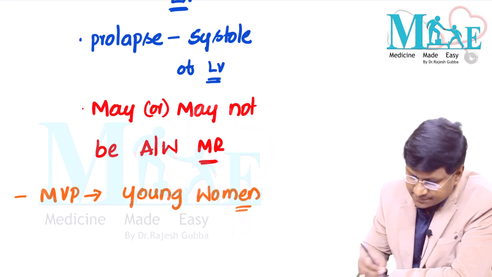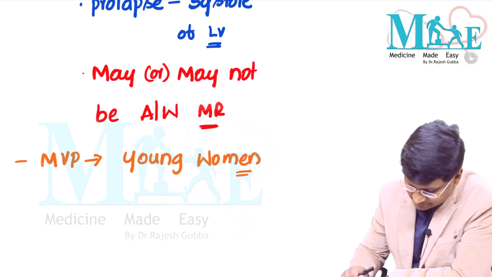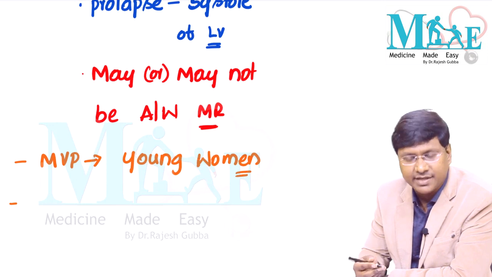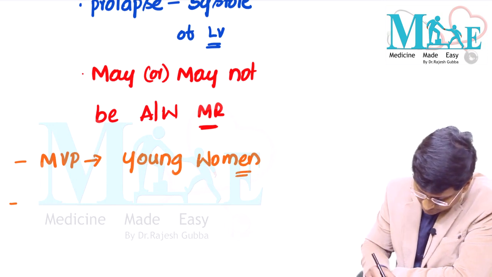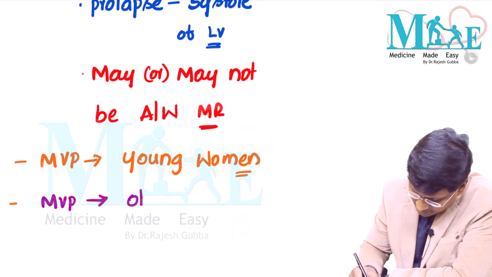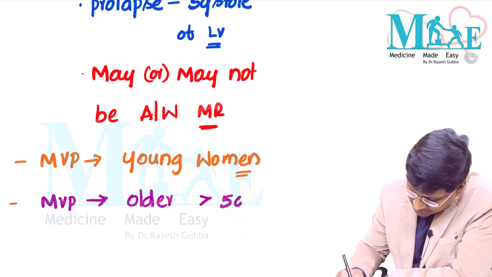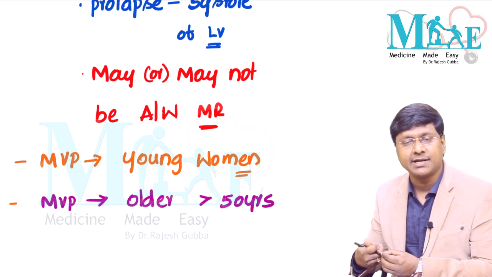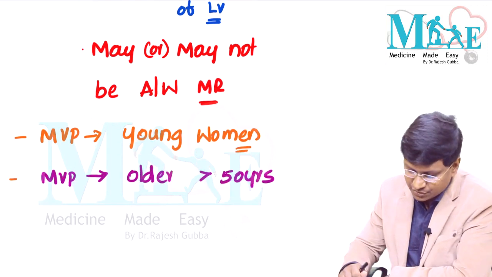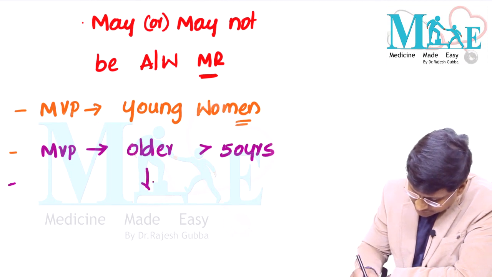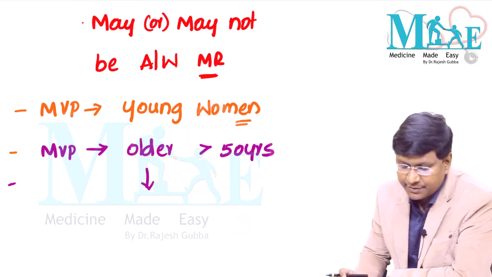Right, this mitral valve prolapse is commonly seen in young women, right? And in certain rare conditions, this mitral valve prolapse can also be seen in older individuals of more than 50 years. Okay, so the point you should remember is the occurrence of mitral valve prolapse in elderly individuals is rare. Now, there is a multiple choice question here regarding the older individuals.